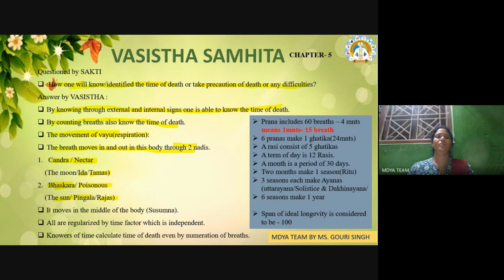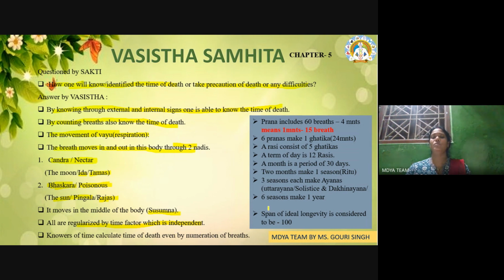By the way, you have to remember most importantly that the Chandra nadi, or Ida, is stated here with two different names by Vasistha: one is Tamas, one is Nectar. And the Bhaskara, or the Sun, is stated here as poisonous, and Rajas. It moves in the middle of the body, which is called here Susumna. All are regulated by the time factor, which is independent. And the knower of time calculates the time of death even by enumeration of breaths.